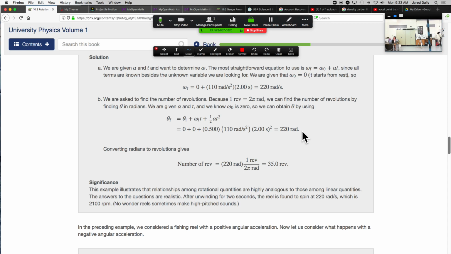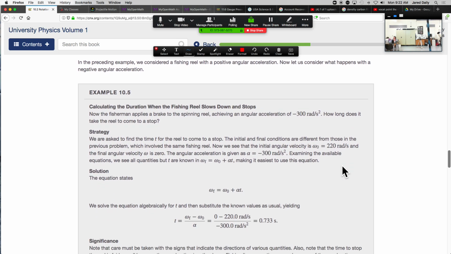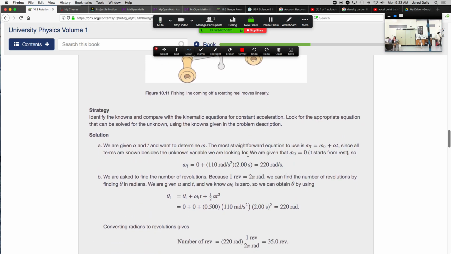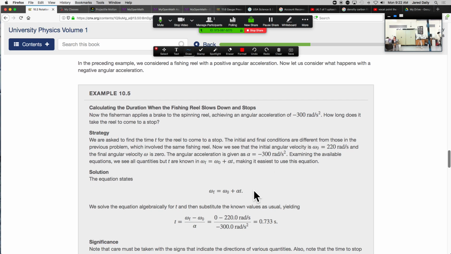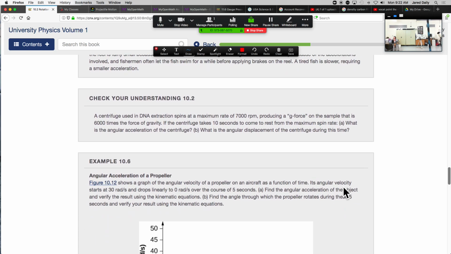And how many revolutions is that? Well, of course, there are 2 pi radians per revolution, so you divide the 220 radians by 2 pi radians, and you get about 35 revolutions that the reel rotates through during that time. And here they have an angular acceleration of negative 300 radians per second squared, and it's already spinning. So we already have this angular velocity. They're using this previous problem. And they want to know how long it's going to take to stop it with this negative angular acceleration. So they plug it into a kinematic equation, solve for t, and they're done. It's pretty simple stuff.